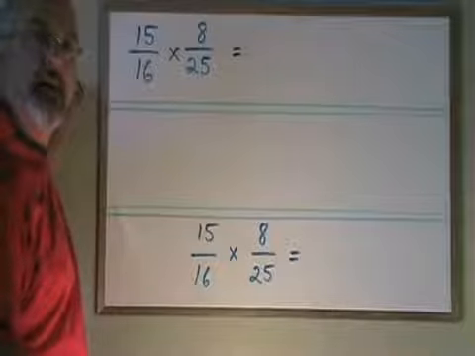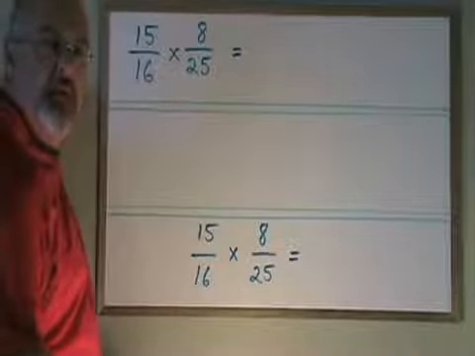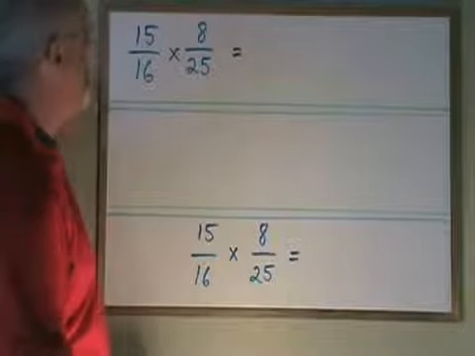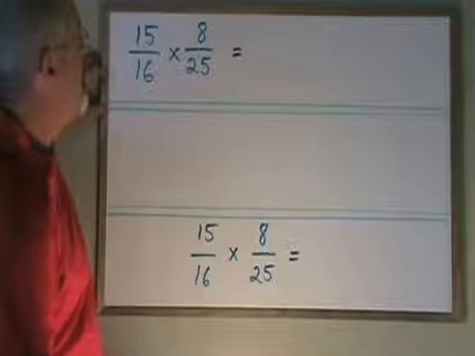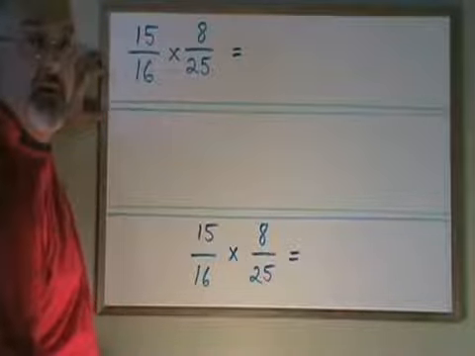This video is about cancelling. Cancelling is something we do when we're multiplying fractions that can make it easier to get to the answer. Here we have a question, 15/16 times 8/25.